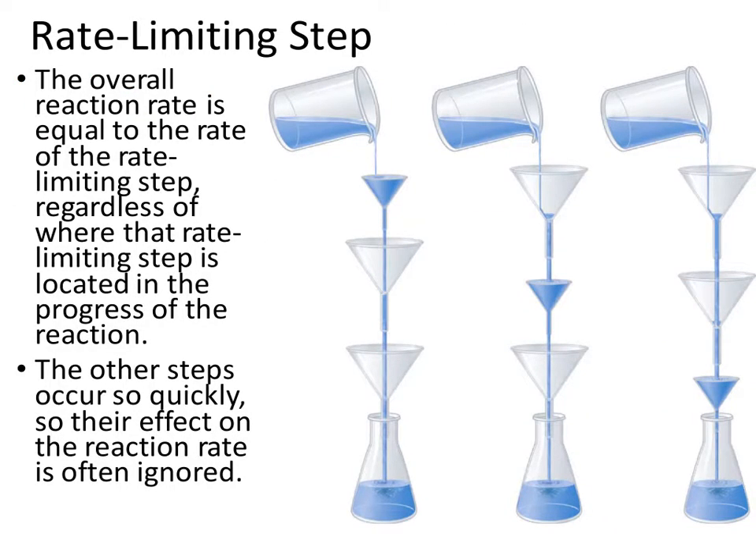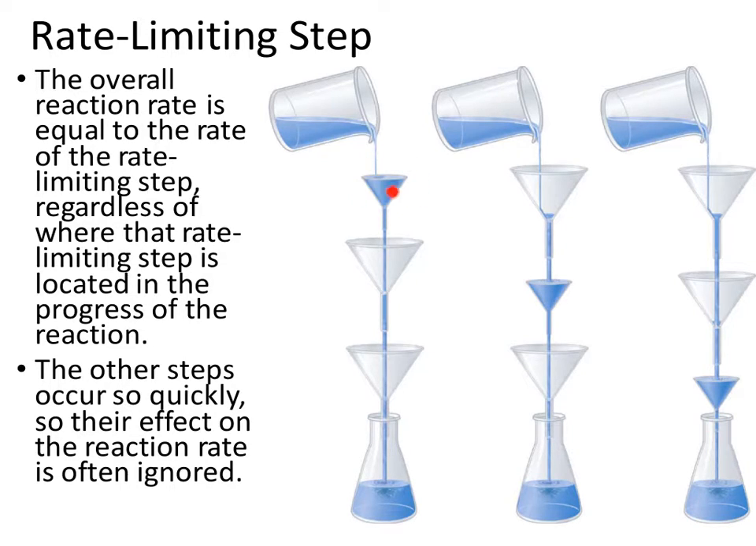And it doesn't really matter where this rate limiting step is located. In this series of beakers pouring through funnels, in this case you can see that we have 2 big funnels over here and one small one. The small one's here, the small one is here. Regardless of where it is in the step, the first step or the second step or the third step in a 3-step reaction, it's going to limit the rate of the entire reaction. And that's why we say that this rate determining step or the rate limiting step is the one that controls the rate of the entire reaction. Regardless of where it is, it's going to control that entire rate.